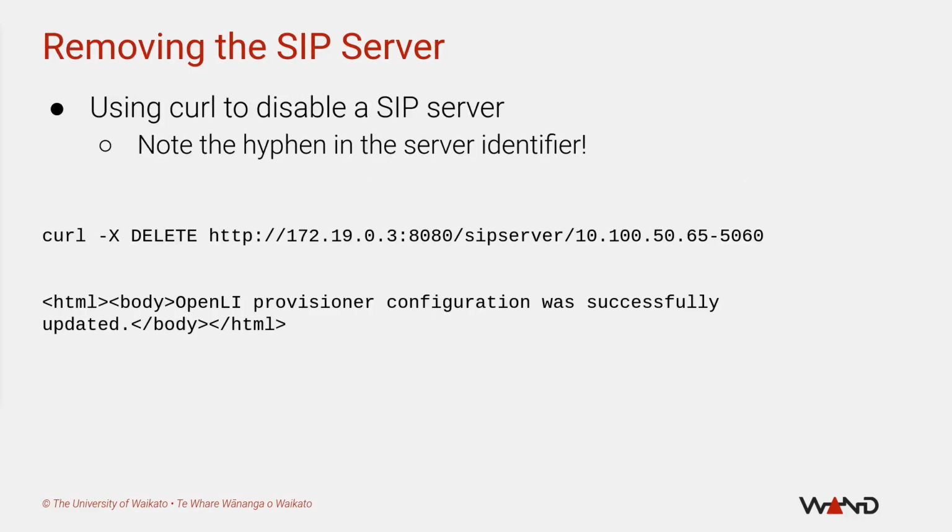Of course, we can also use the REST API to tell OpenLI to forget about a configured SIP server. To do this, we simply send a delete request to the REST API service with the path SIP server / SIP IP address - SIP port number. Please pay careful attention to the hyphen that is separating the IP address from the port number in the example URL. Sometimes you may end up accidentally typing a colon here instead if you're not paying attention, but that won't work. You must use a hyphen.